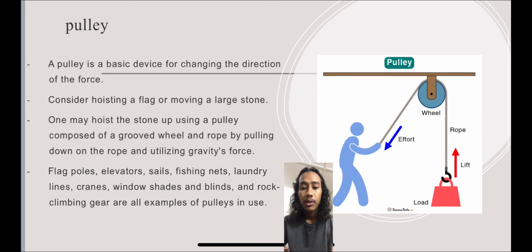A system of numerous pulleys may be used together to lower the force required to raise an object, which is even more beneficial. Flagpoles, elevators, sails, fishing nets, laundry lines, cranes, window shades and blinds, and rock climbing gear are all examples of pulleys in use. That's all for my part.